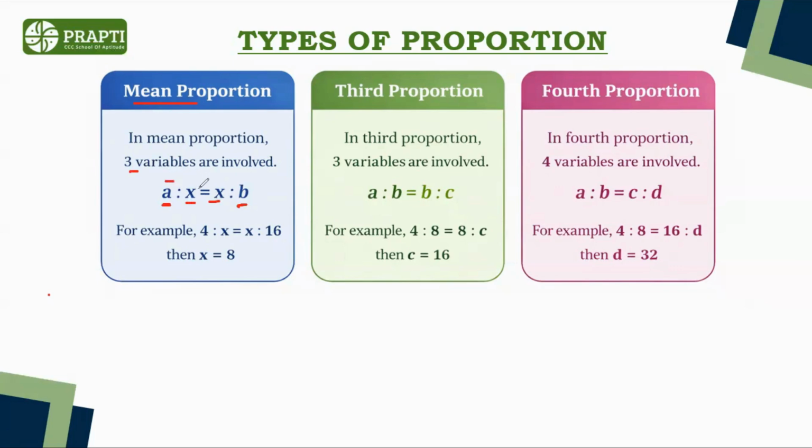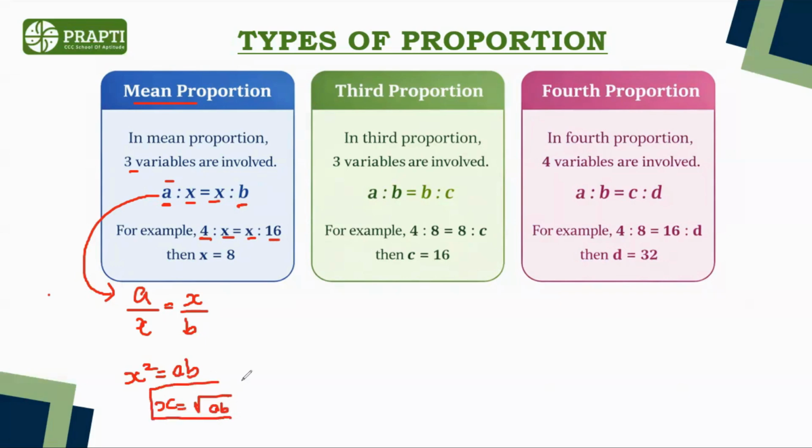So A is to X is equals to X is to B. We will be giving the values 4 and 16. So these are all definite values. We will be finding the constant X value. For example, A is to X, I can write it as A by X is equals to X by B. So X square is equals to AB. Then X is equals to root of AB. So this is my mean proportion.